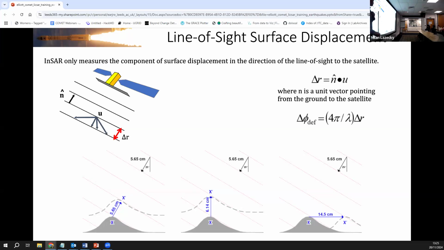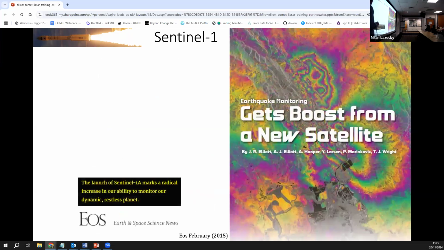So we have this ambiguity. We don't have enough information to know whether it went up or sideways. We just know how much closer or further away from the satellite it got. So what you have to do is usually combine information together.